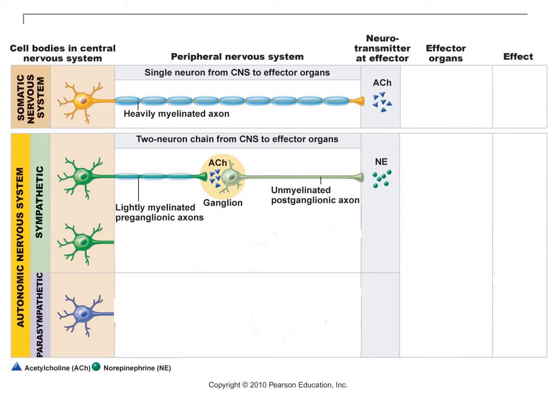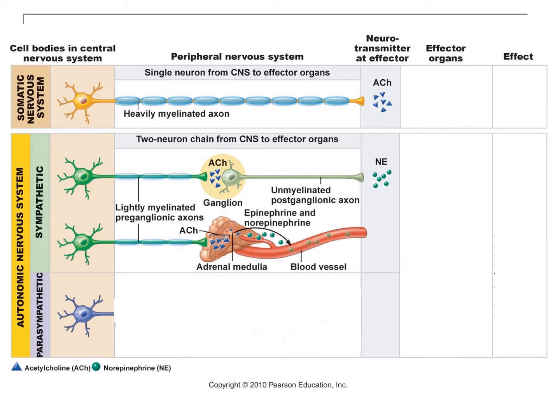The preganglionic axon will release acetylcholine, which will excite the postganglionic neuron. Now, that postganglionic neuron in the sympathetic nervous system will be unmyelinated, and the postganglionic axon will release norepinephrine, also known as noradrenaline. Now, there's another thing that happens with the sympathetic nervous system, and it's that your preganglionic axon can actually release acetylcholine to the adrenal medulla.